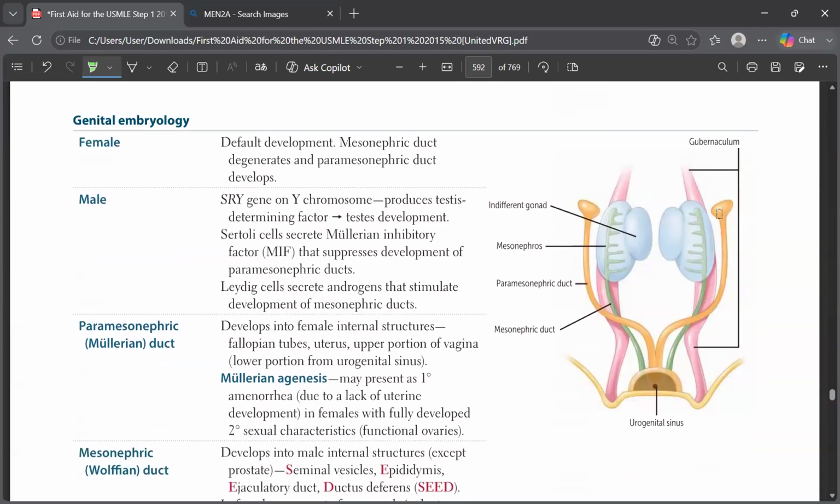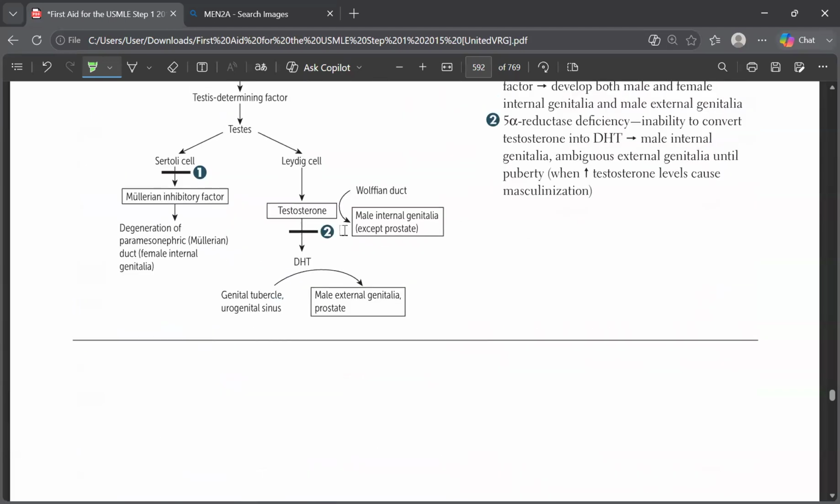So this structure is the urogenital sinus. The green portion is the mesonephric duct. The yellow portion is the paramesonephric duct, and the green portion inside the kidney is the mesonephros, and this blue bulging is the indifferent gonad, and this whole structure in pink is the gubernaculum. So for female, there is default development: the mesonephric duct degenerates, and the paramesonephric duct develops. The paramesonephric duct is the female duct, and it persists in a female, and the default development is that of a female.